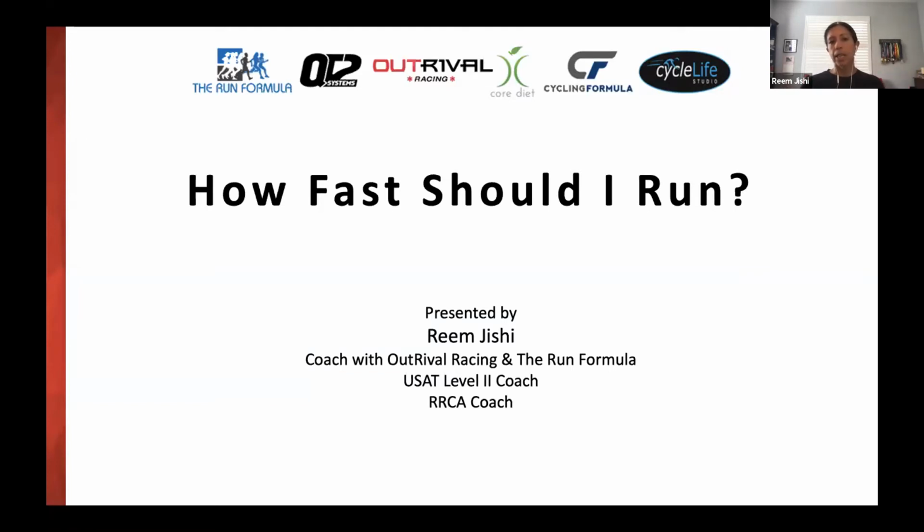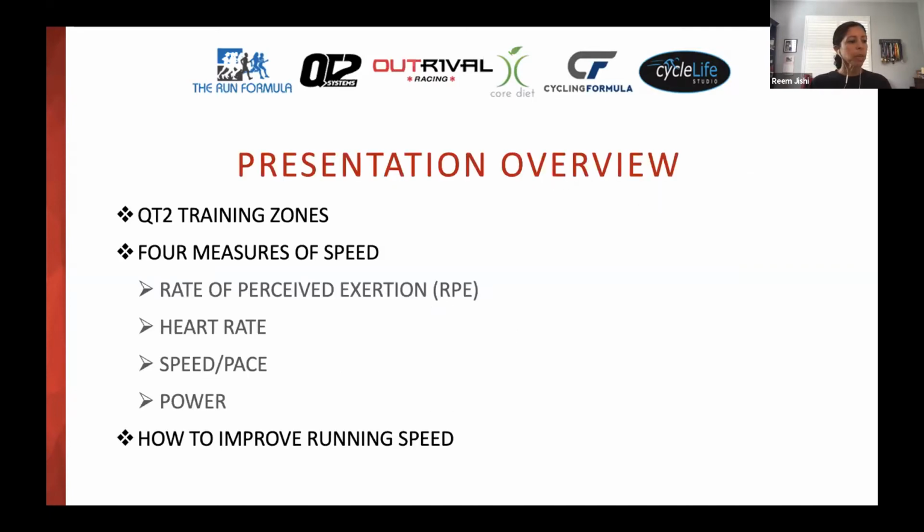What my goal is today is basically to walk through a workout. If your coach tells you to do a certain workout, what does that mean in terms of intensity, and walk through different intensity factors, different ways to look at run speed. As a presentation overview, we'll start out with the QT2 Outrival Run Formula training zones, what they are, and then talk about the different measures of speed. Here we'll look at rate of perceived exertion, heart rate, speed or pace, and then power. And then quickly at the end, touch on how to improve running speed.